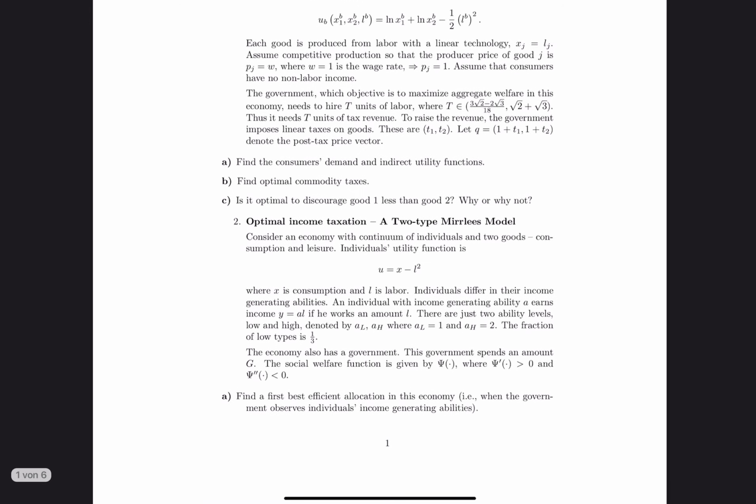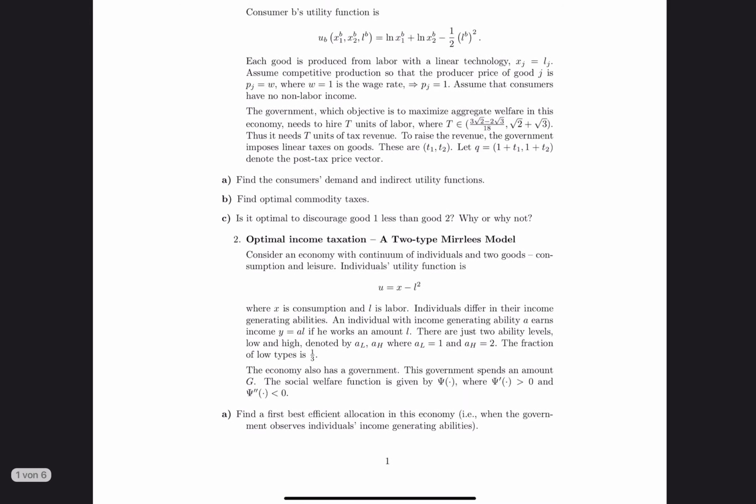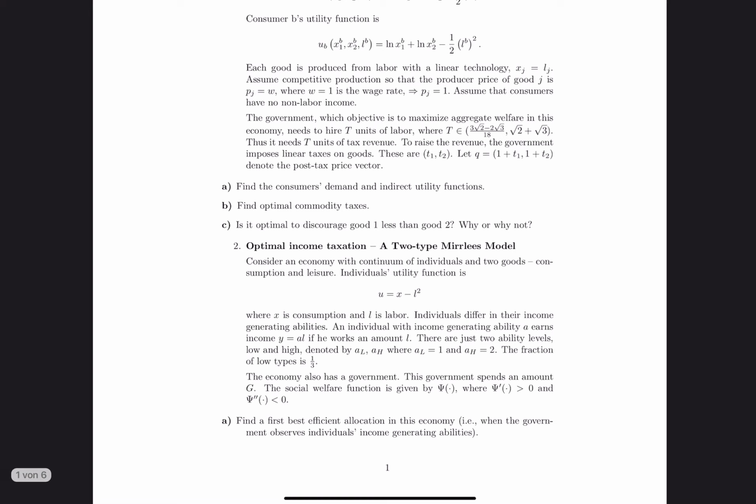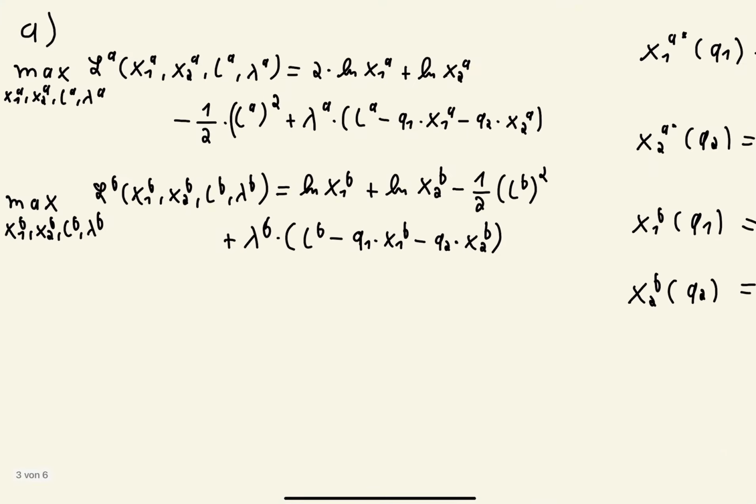So in sub-exercise B, we are asked to find the optimal commodity taxes in this economy. So now what we are going to face is an optimization problem of the government. And what is the optimization problem of the government? Well, it wants to maximize total welfare such that it raises capital T units of revenue. You can also write this as an optimization problem with a constraint, which we will do now. Okay, so this is sub exercise B.